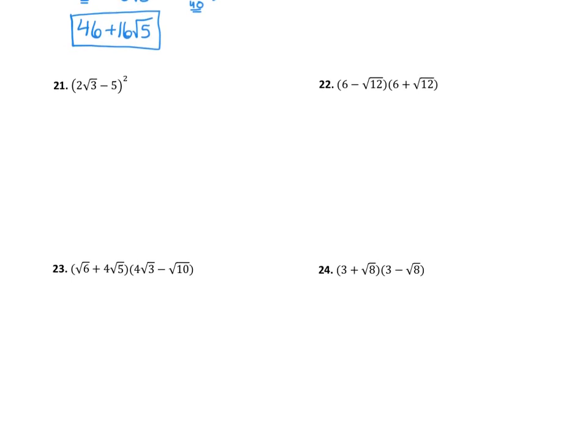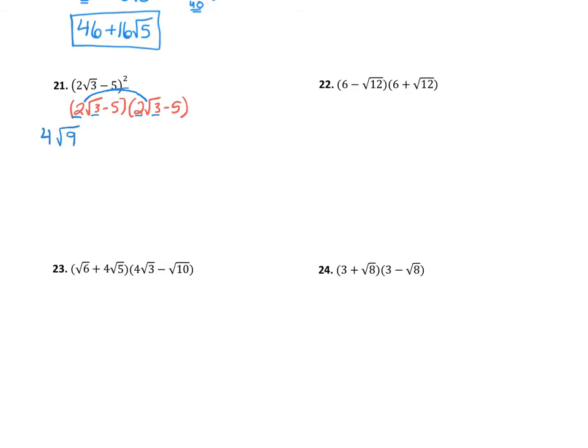Now 21 looks like it's a different type of problem, but it's really the same because we know when something is squared, we have to write it twice and multiply it times itself. So when I write this twice, I'm going to do the same thing I did in number 19, and double distribute or FOIL this out. So 2 root 3 times 2 root 3. Remember, multiply your outside numbers, multiply your inside numbers. So I'm going to get 4 square root of 9.